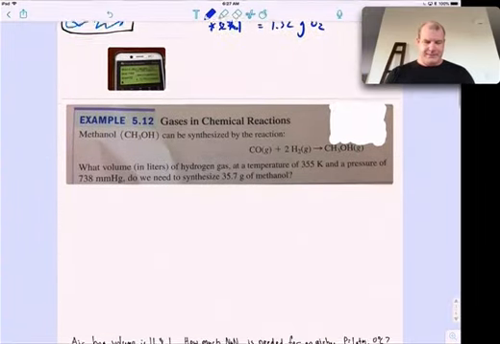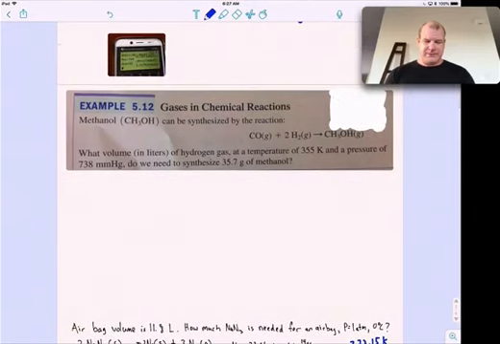Okay, now let's look on to some things that are more important. Methanol can be synthesized by this reaction. Carbon monoxide plus 2 hydrogens makes methanol. And that is, in fact, how we get methanol, one of the good ways we can do it. What volume in liters of hydrogen gas at a temperature of 355 Kelvin and a pressure of 738 millimeters of mercury do you need to synthesize 35.7 grams of methanol?